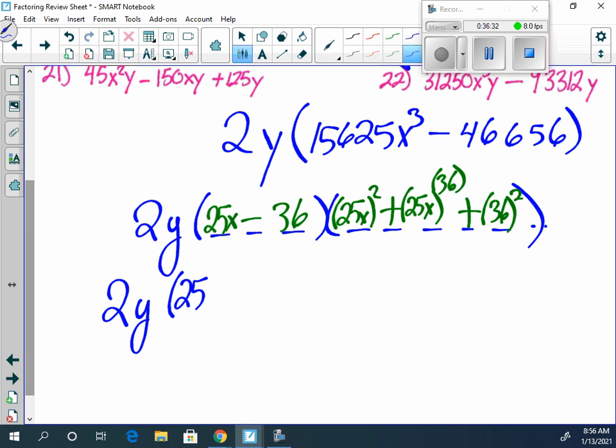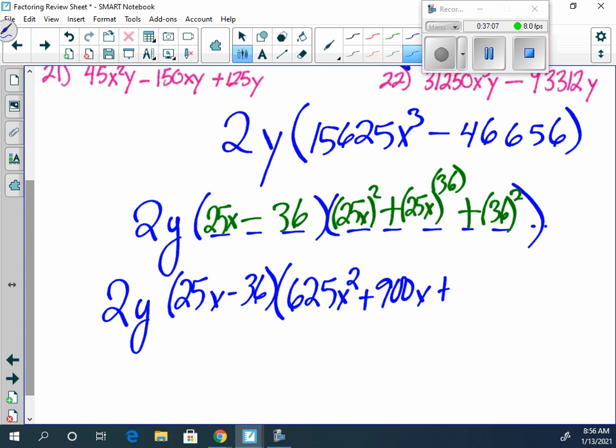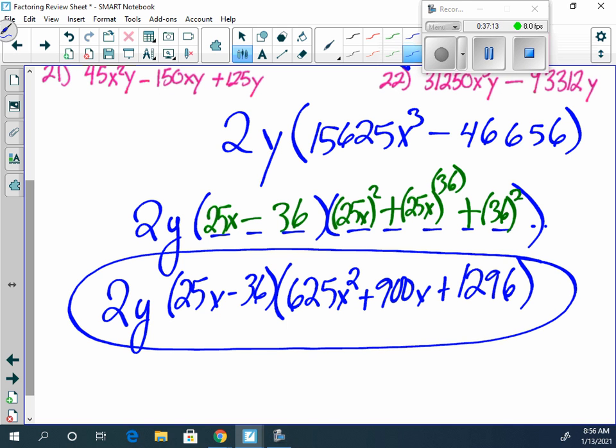So even though we factored the 2y out, we're still going to get pretty big terms. 2y times 25x minus 36. Okay, well 25 squared is not one that I have memorized. It is what? 625, sorry. 625x squared plus 25 times 36 should be 900x plus 1296. And this here is our answer.